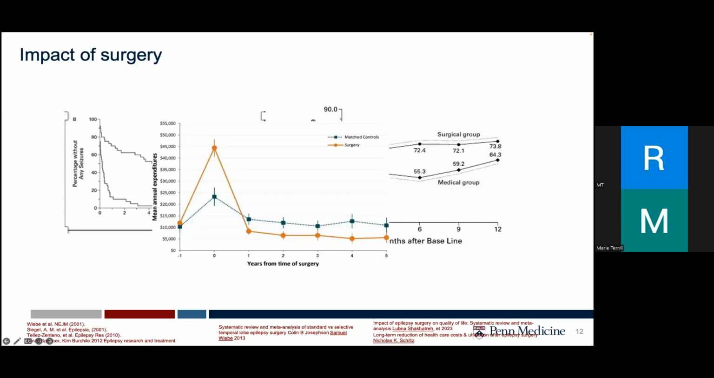When you look at it from a payer perspective, the initial cost of surgery may actually be offset by future savings within a relatively short period of time. This means that the long-term benefits of surgery, including improved seizure control and reduced reliance on medications, will eventually result in cost savings for healthcare payers.